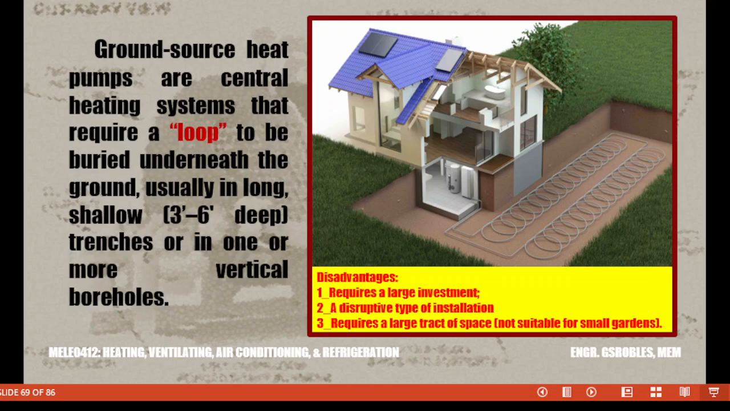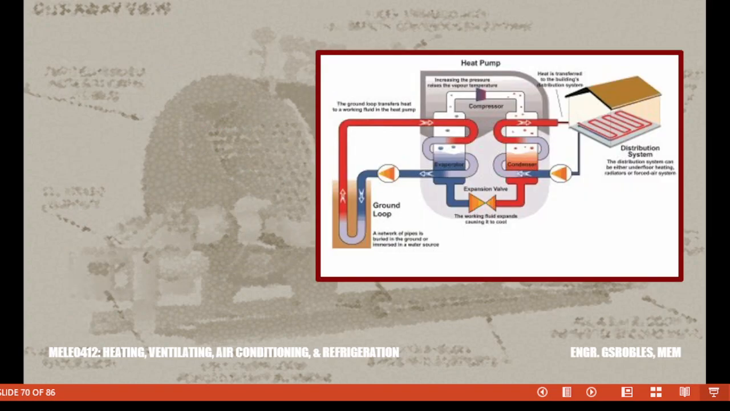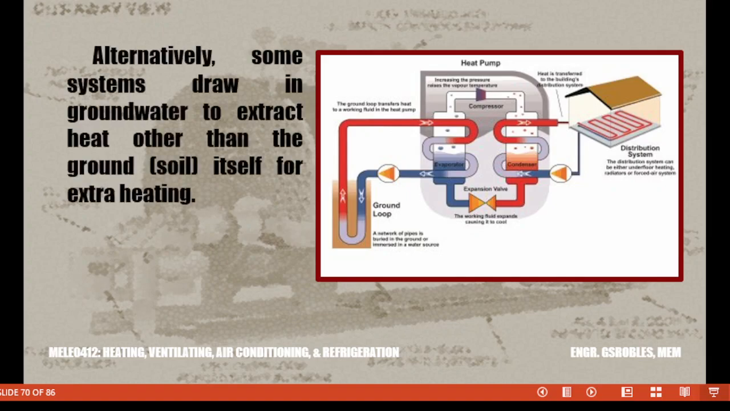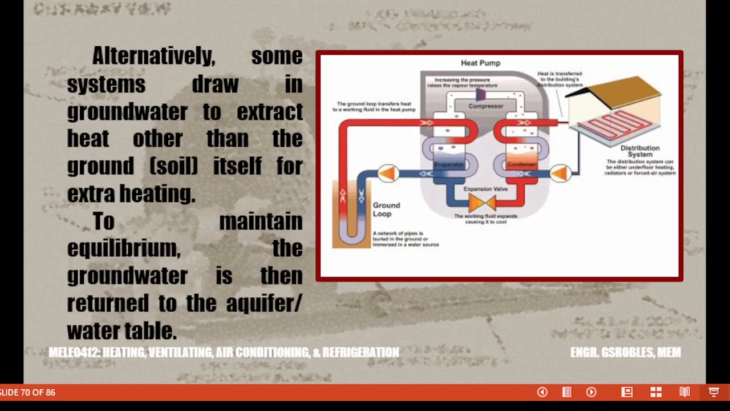And then, last one is that para makapag-harness tayo ng large amounts of heat, it requires a large tract of space. So, not suitable for small gardens. So, meron din tayong mga cases kung saan yung ground source heat pumps natin also source heat from water underneath the ground. And to be able to maintain such equilibrium, ang ginagawa natin dito is ibinabalik natin yung used water back into the underground or back into the aquifer.